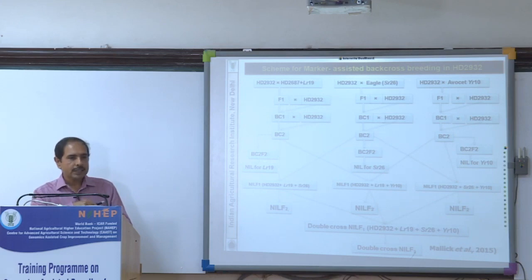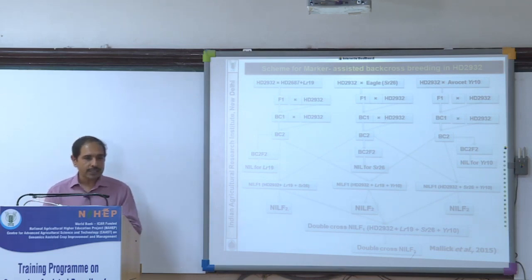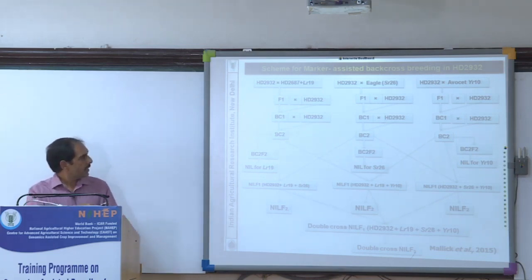Sometimes, if your coverage of chromosomes or phenotypic selection is not very good, you may have to go for one more additional backcross. So that decision you have to take. But in our case we decided that two backcrosses, up to BC2, are enough for us.